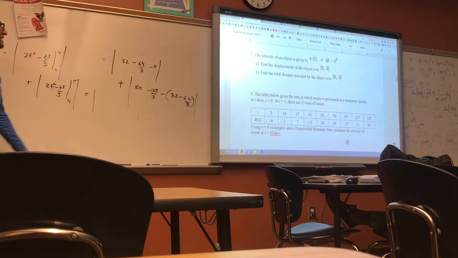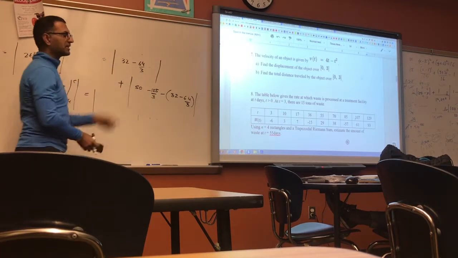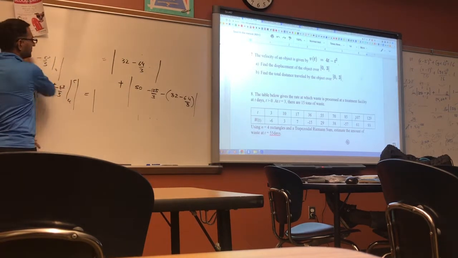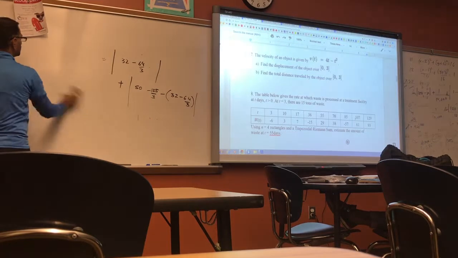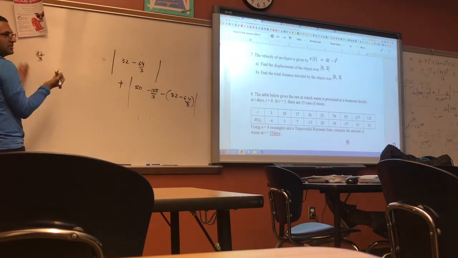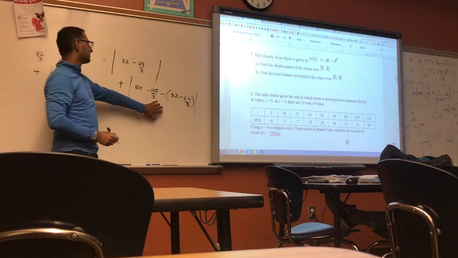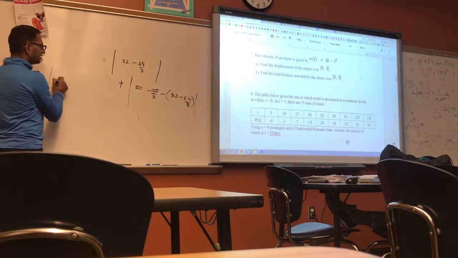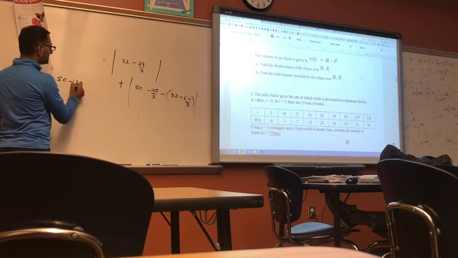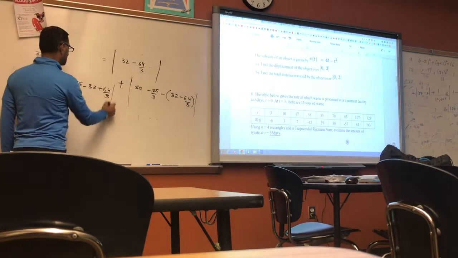Okay. Now, slow and steady. I'm going to open this up. Can we use the fraction trick here? What's 96 minus 64? Is that 32? Sure. So 32 thirds. Do I really need the absolute value? No. It's just 32 thirds. Okay. Plus, so the absolute value actually applies here. I'm going to open up this thing. 50 minus 125 thirds minus 32 plus 64 thirds. Yes?